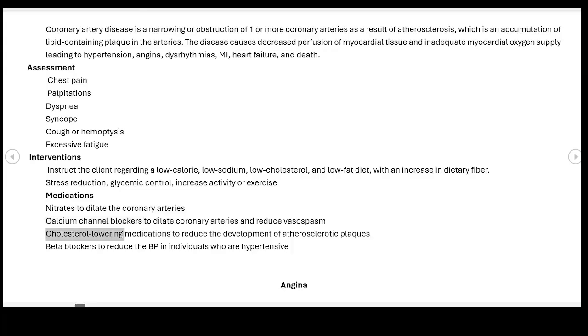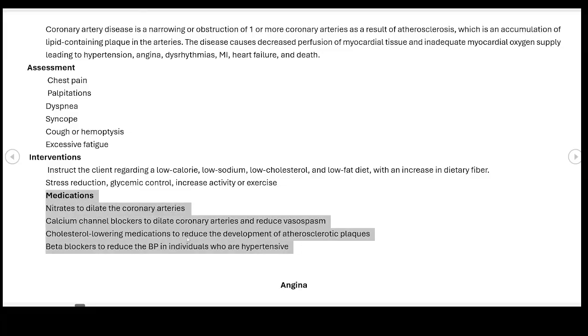Next, we talk about cholesterol. You give them cholesterol lowering medications, and this reduces the development of atherosclerotic plaque. Here we're talking about the statins. Lipitor is the most common one, which I believe you have given before. Then we have the beta blockers. The beta blockers are there to reduce the blood pressure. So those are the medications that we're going to be talking about.